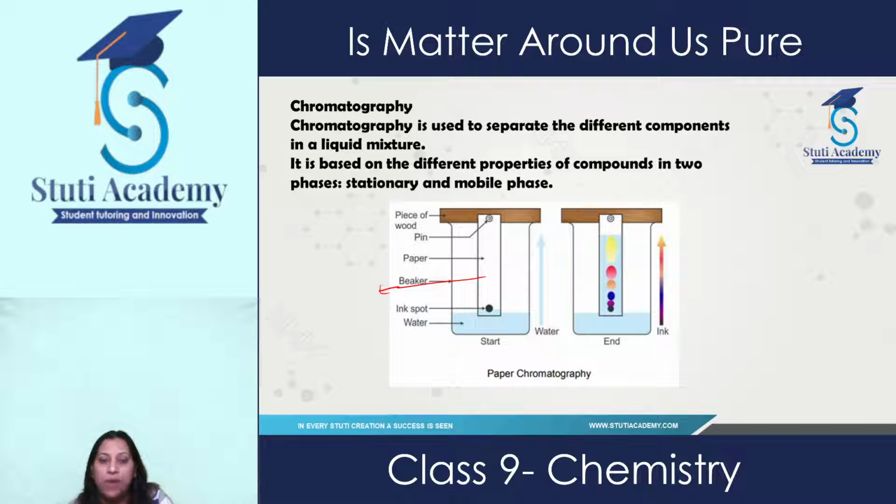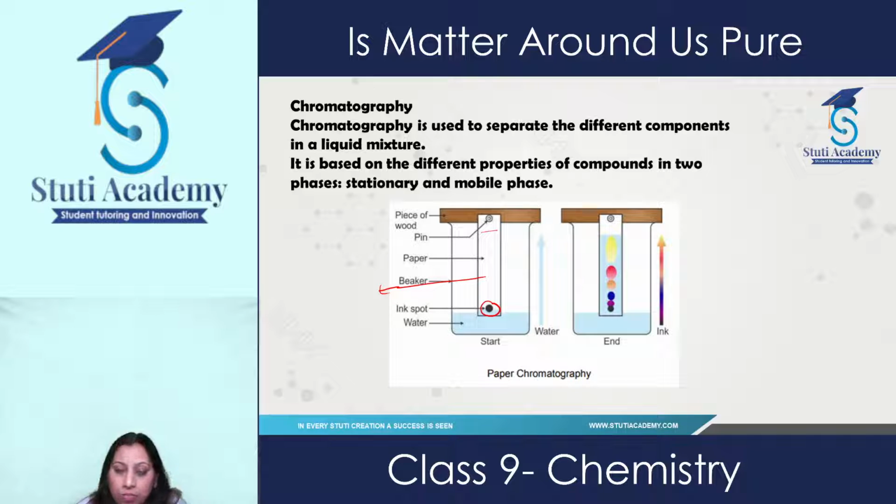When we dip this chromatography paper in water, on the paper, here you can see one ink spot, which is a combination of two or more liquids. When we dip just the end of this paper in water, the paper starts absorbing water and the water starts rising up. Once it reaches here, remove this paper and you'll observe that this ink, which is a combination of different dyes or colors, starts appearing as small spots or stains on the paper.